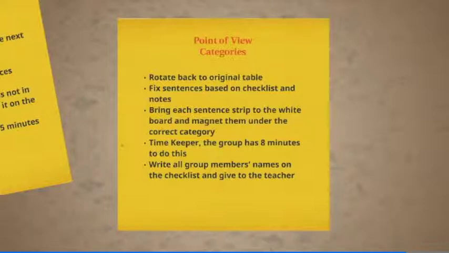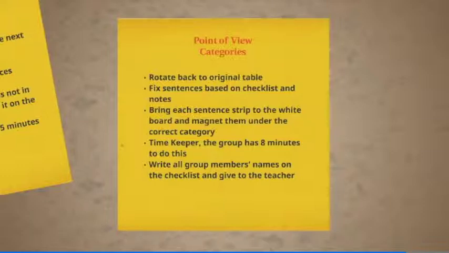I would like you to magnet them on the whiteboard, but make sure they're under the correct category. We have the different categories of the point of views. We have first person, second person, third person limited, third person omniscient, and third person objective. So I would like you to take your sentence strip and magnet it underneath the appropriate category.